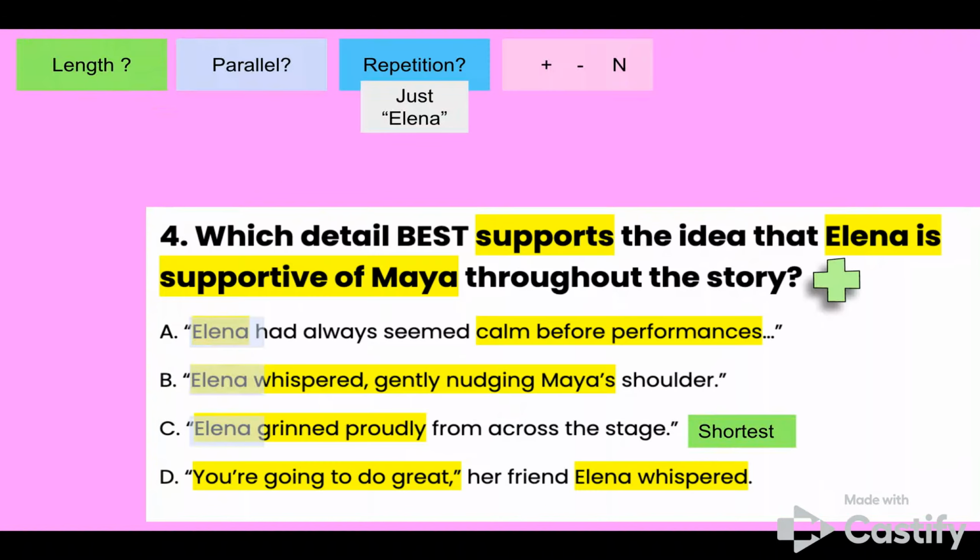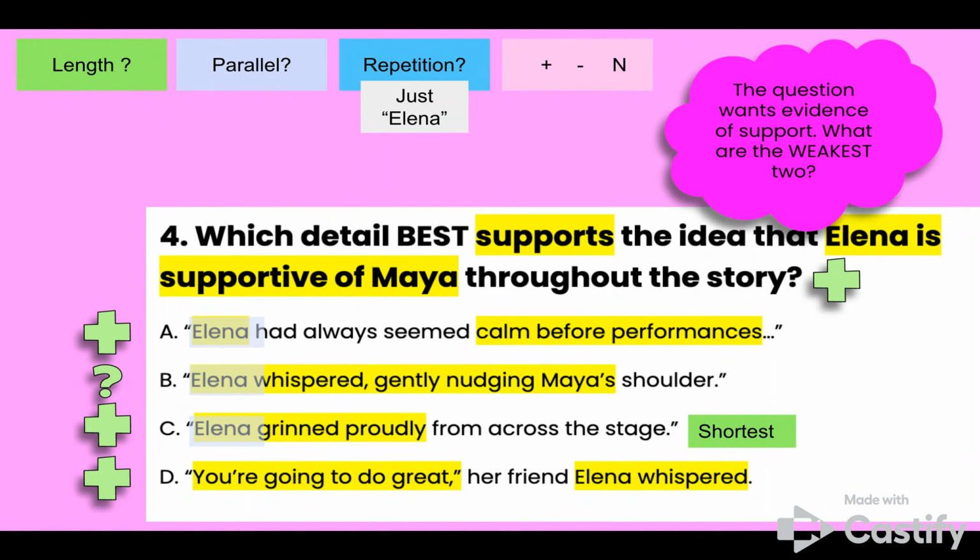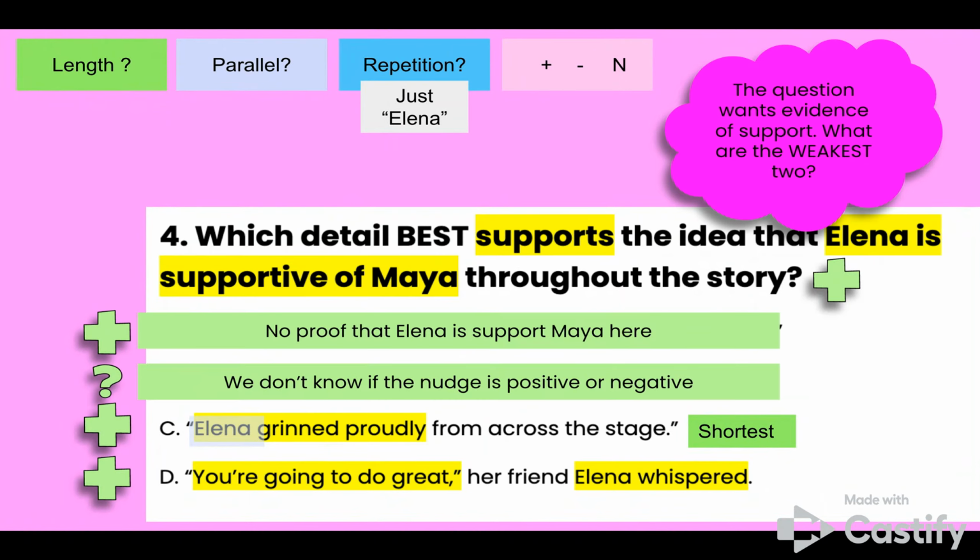Positive, negative, neutral. Okay, so supportive is positive. You have a positive. We don't know. Positive, positive. Okay. The reason we don't know is like it says Elena whispered, gently nudging Maya's shoulder. We don't know if the gently nudging is for a positive reason or a negative reason. So the question wants evidence to support, right? So what are the weakest 2? So have them try to talk through that. Hopefully they say A and B. There's no proof that Elena is supporting Maya here, and we don't know if the nudge is positive or negative.